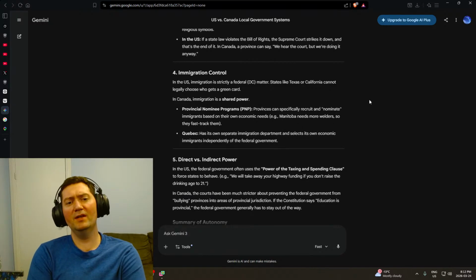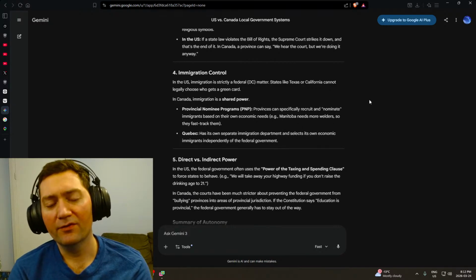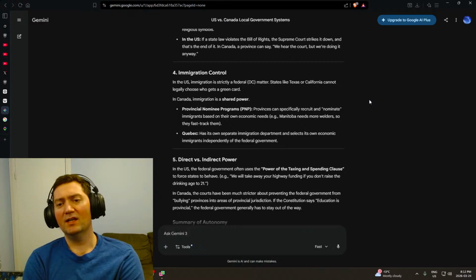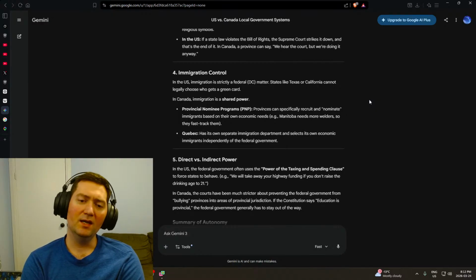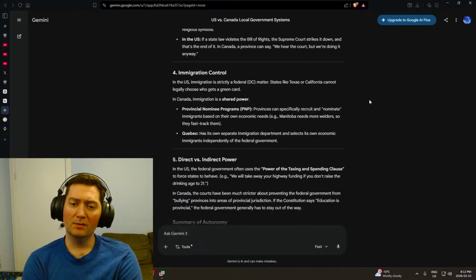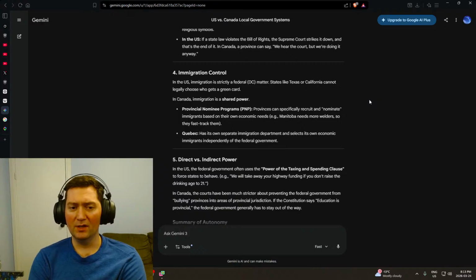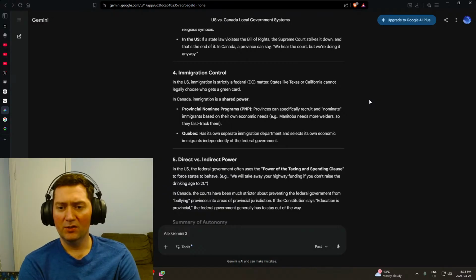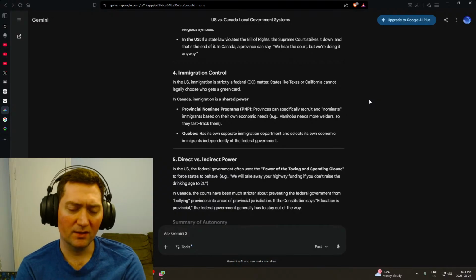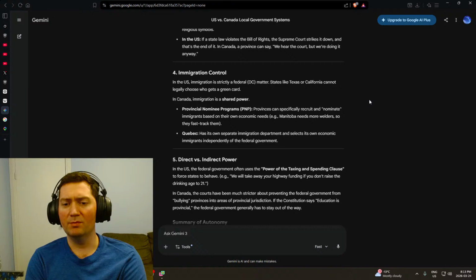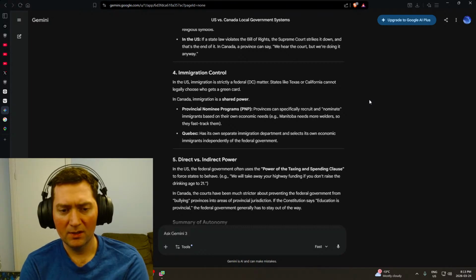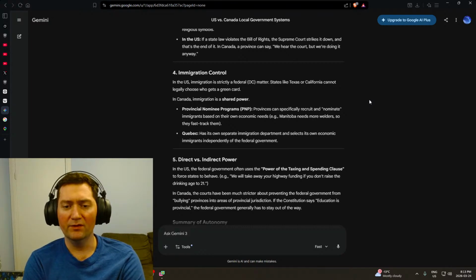Immigration control. In the US, immigration is strictly a federal matter. States like Texas and California cannot legally choose who gets a green card. In Canada, immigration is a shared power. Provincial nominee programs, provinces can specifically recruit and nominate immigrants based on their own economic needs. Manitoba needs more welders, so they fast track them. Quebec has its own separate immigration department and selects its own economic immigrants independently of the federal government.